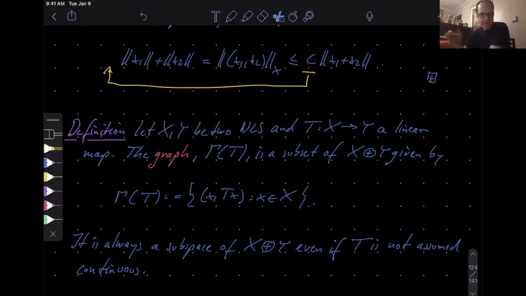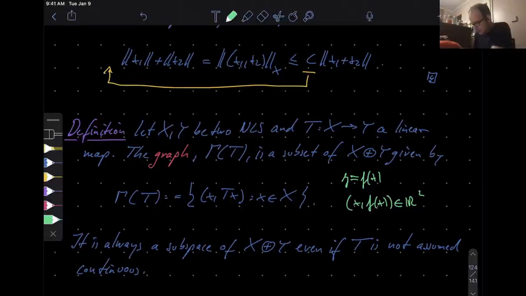Now the graph of a function in real analysis is well known. If you have y equals f of x, then the graph is simply all pairs (x, f(x)). That's how you visualize a function in R2 after all, right? Here now this graph is very much the generalization of that to the normed linear spaces.